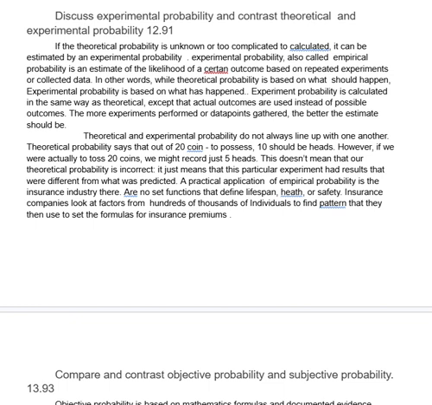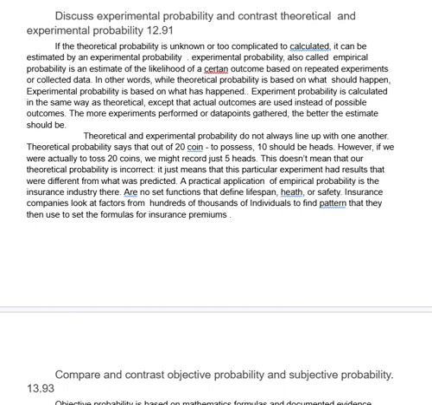Theoretical and experimental probability do not always line up with one another. Theoretical probability says that out of 20 coin tosses, 10 should be heads.